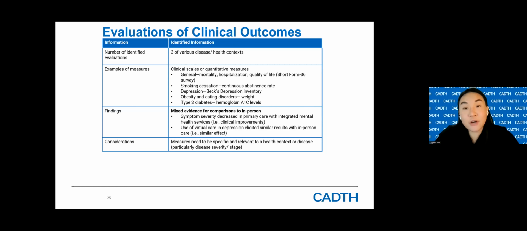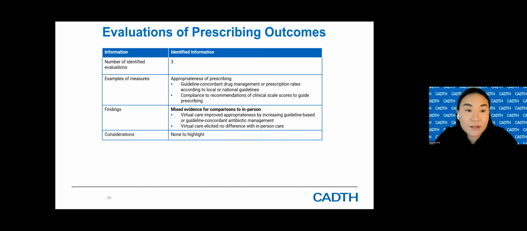So the main consideration when assessing clinical outcomes is mostly that these measures need to be very specific and relevant to a health context or disease. And even within these health contexts and diseases, it should be specific to perhaps symptom or disease severity and the stage of a disease. Okay, next slide, thanks.